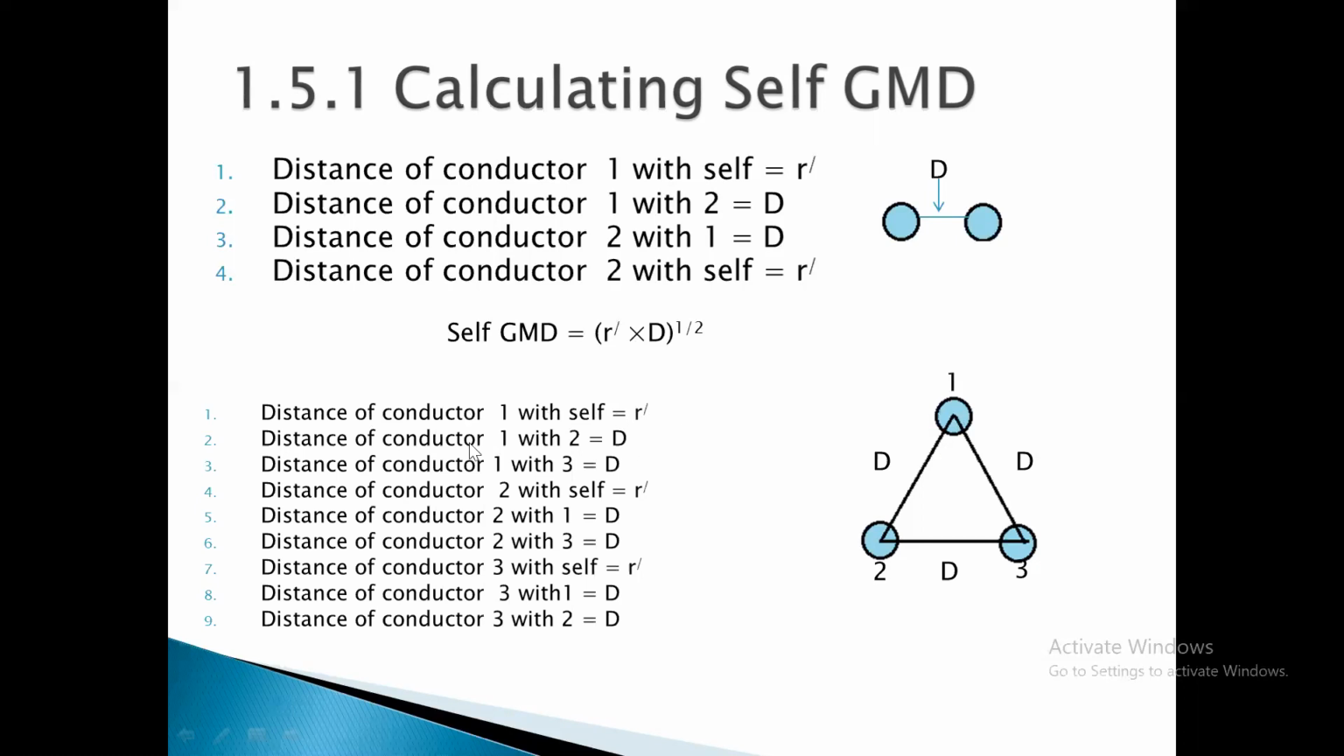Then the distance of conductor 1 with 2 is D. I put it here. Then the distance of conductor 1 with 3, which I put here. Distance of conductor 2 with itself r', then conductor 2 with 1 is D, 2 with 3 is D, and the distance of conductor 3 with itself is r', then D, then D. You understood this?